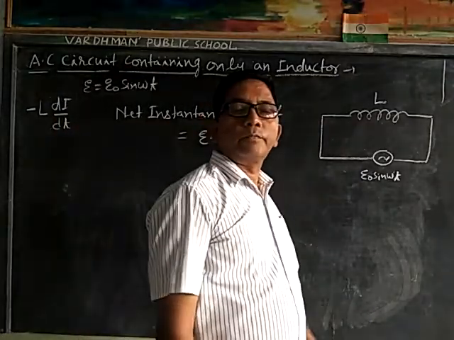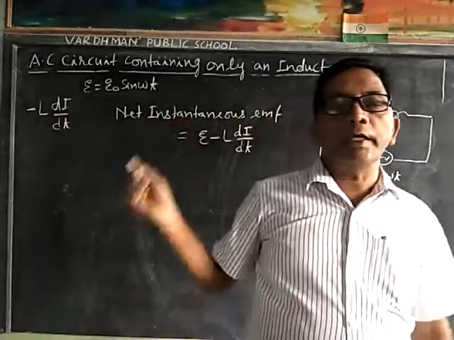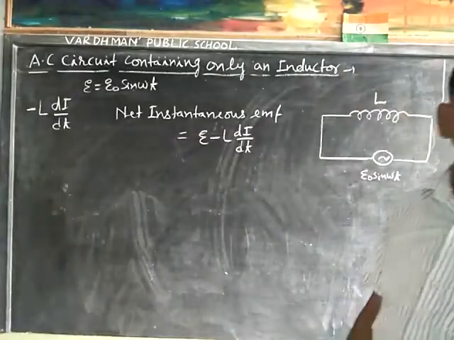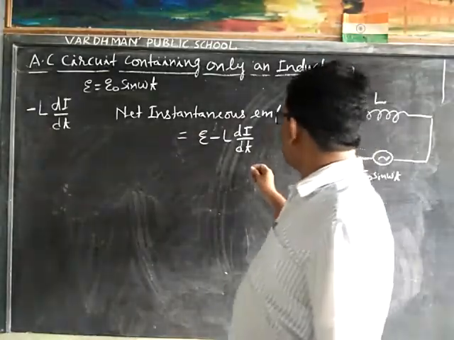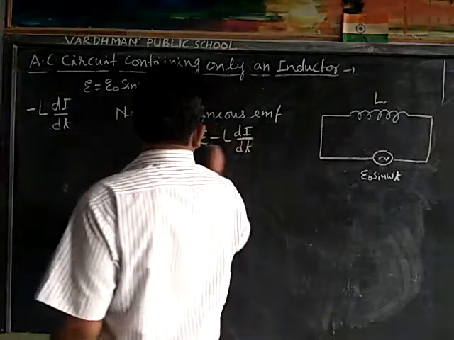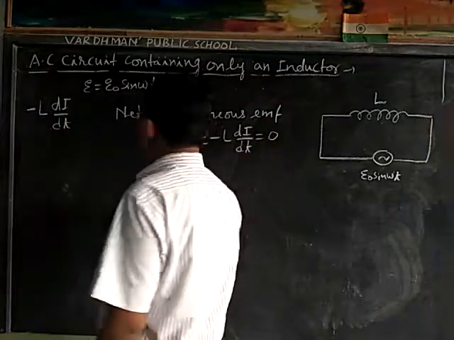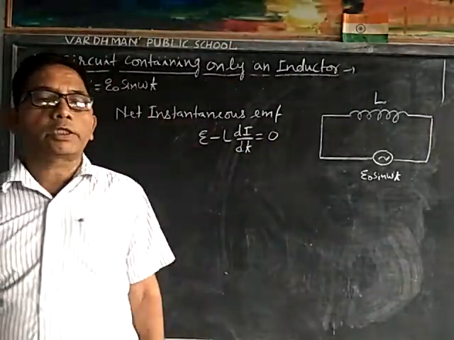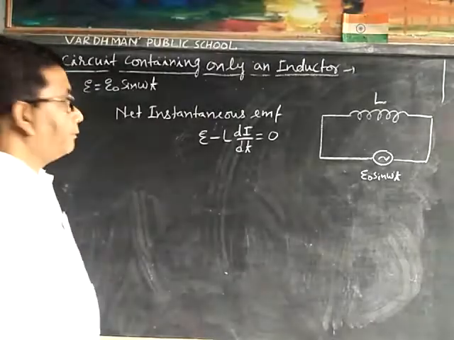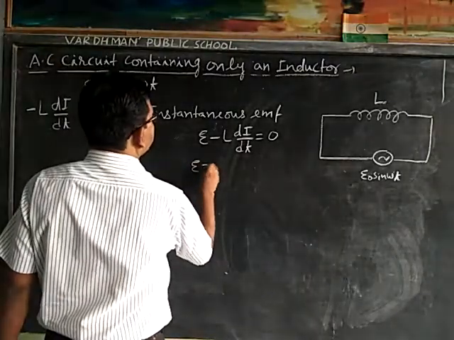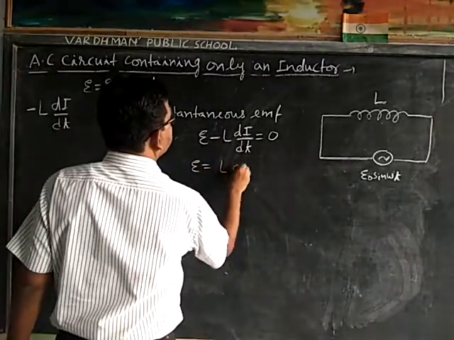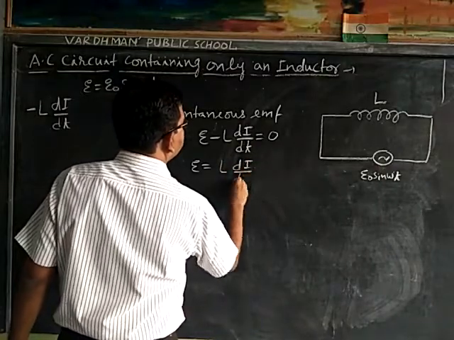Now this EMF will be equal to 0 because there is no resistance in the circuit. Then we can write E is equal to L di upon dt.